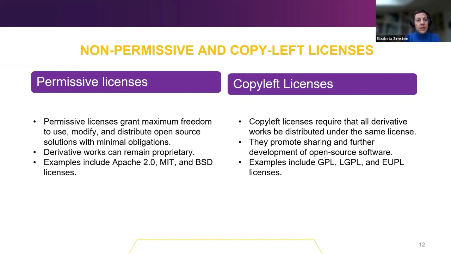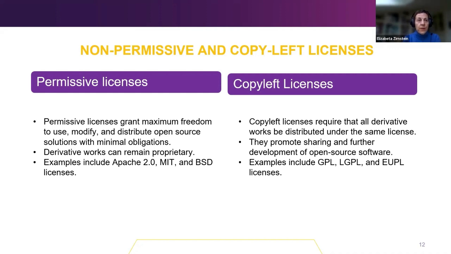Open source licenses can be classified in two main categories: permissive licenses and copyleft licenses. Permissive licenses grant maximum freedom to use, modify, and distribute open source solutions with minimal obligations. All derivative works can remain proprietary. Permissive licenses include Apache, MIT, and BSD licenses. On the other hand, copyleft licenses require that all derivative works be distributed under the same license. They promote sharing and further development of open source software. Examples include GPL, LGPL, and EUPL licenses.